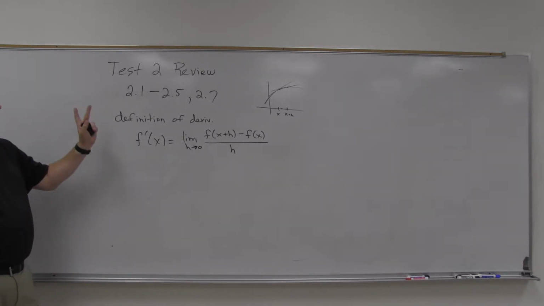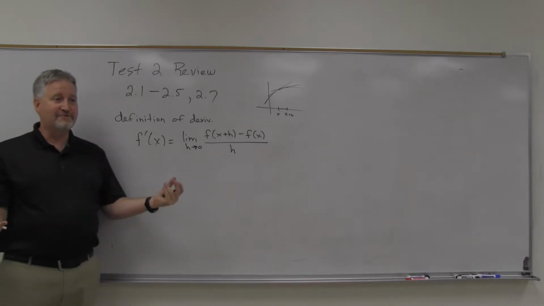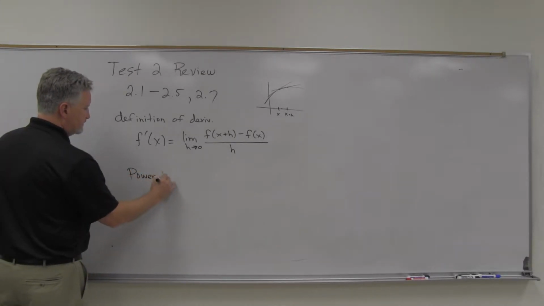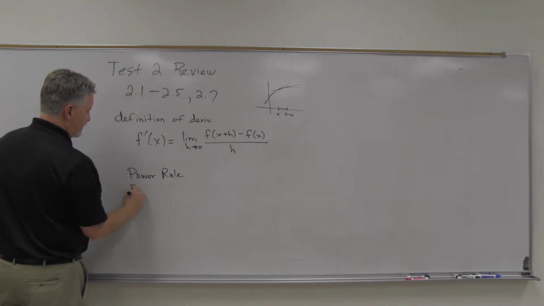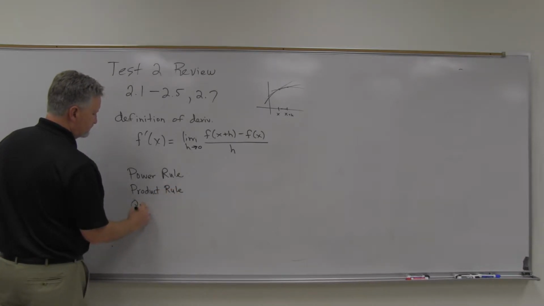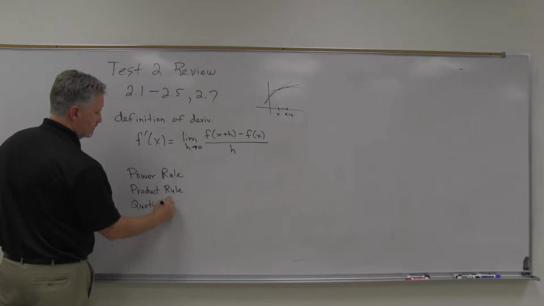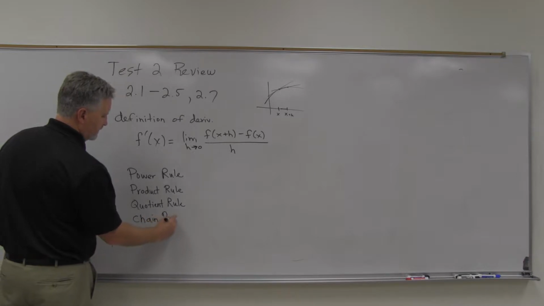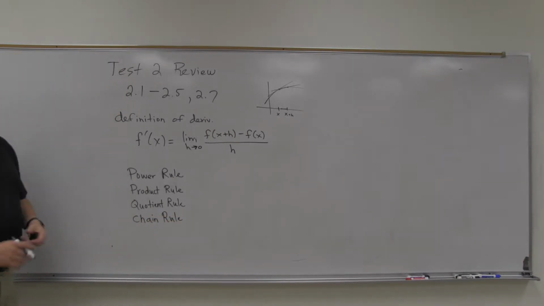However, after section 2.1, and maybe a little bit of 2.2 also, thereafter we just use the rules. So let's just run those down. You've got your power rule for derivatives, your product rule, quotient rule, and then we finished off with the chain rule. Multiple uses of those rules will be on the test.